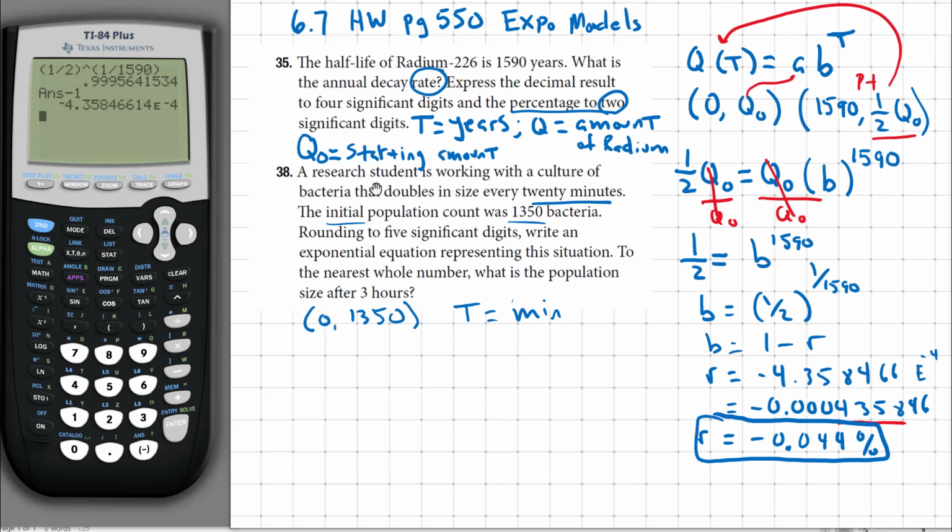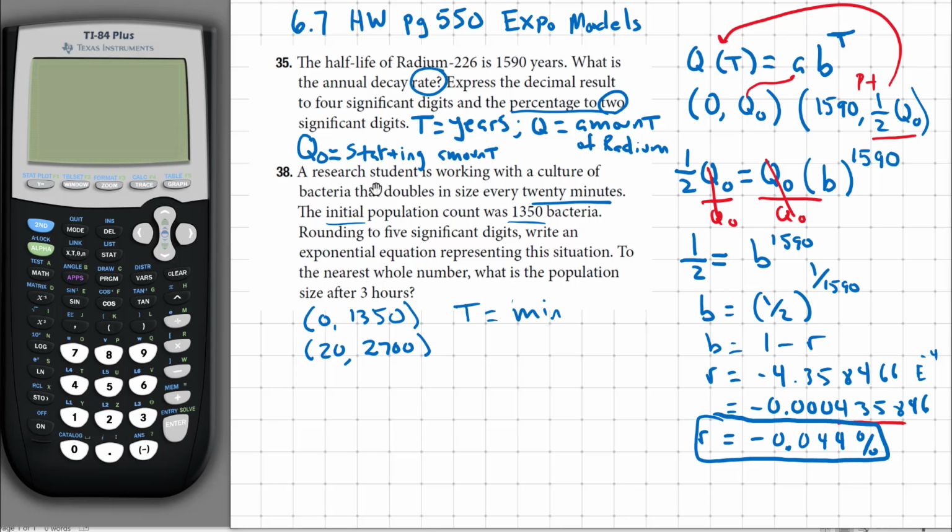Okay, so if it's doubling in 20 minutes, now I have another fact to work on. It's going to be twice as big as this. So when I have twice that amount, we will have 2,700 bacteria. All right, let's see, we have plenty. We can solve for the model here.